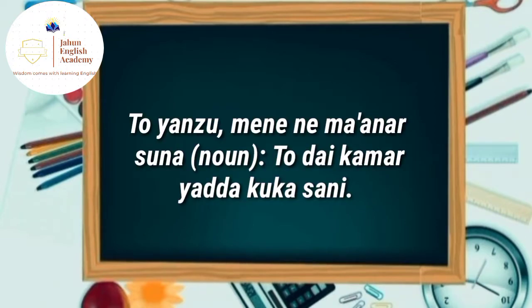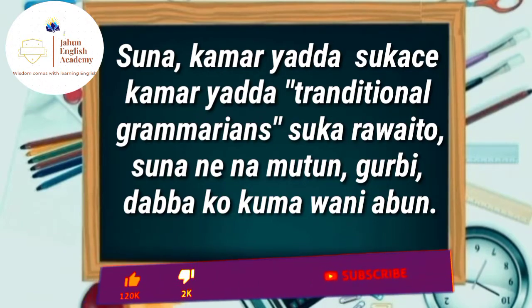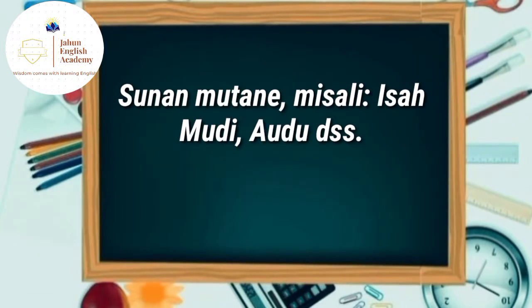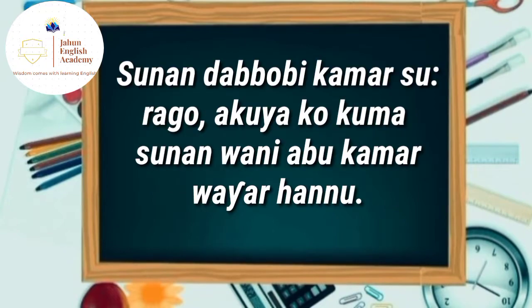Now, what is the concept of a noun? Basically, as you already know, a noun, according to traditional grammarians, is a name of a person, place, animal, or thing. A name of a person, for example, Isa, Moody, Audu; names of places like Kano, Kaduna, Abuja; names of animals such as ram, goat; or names of things like a phone.